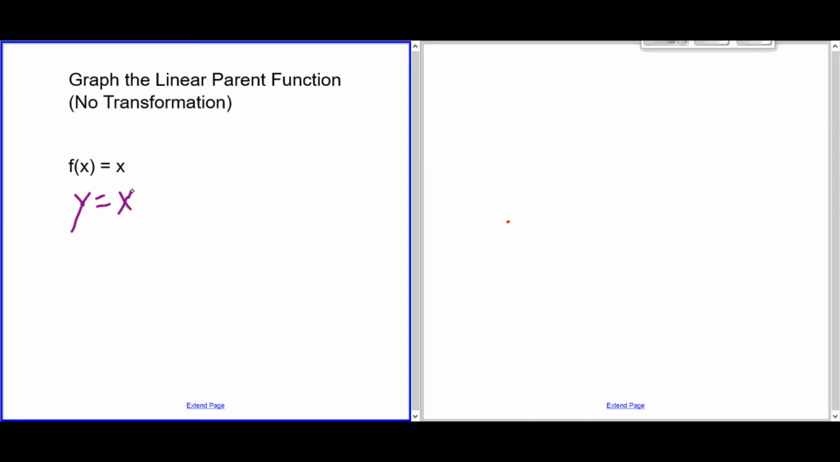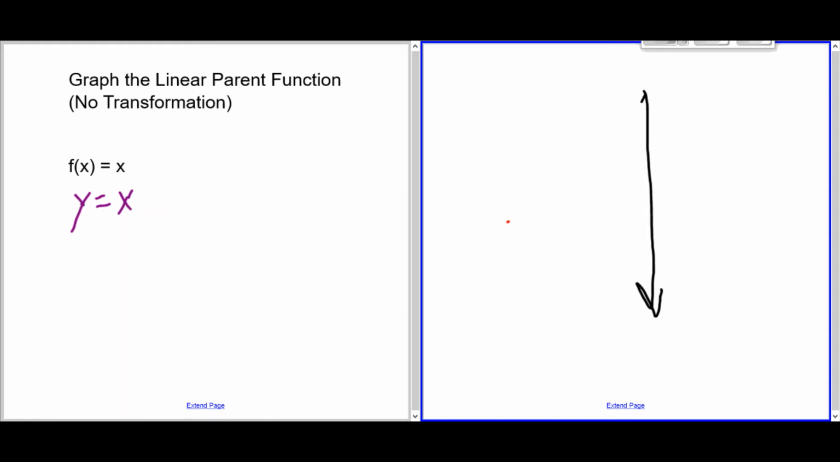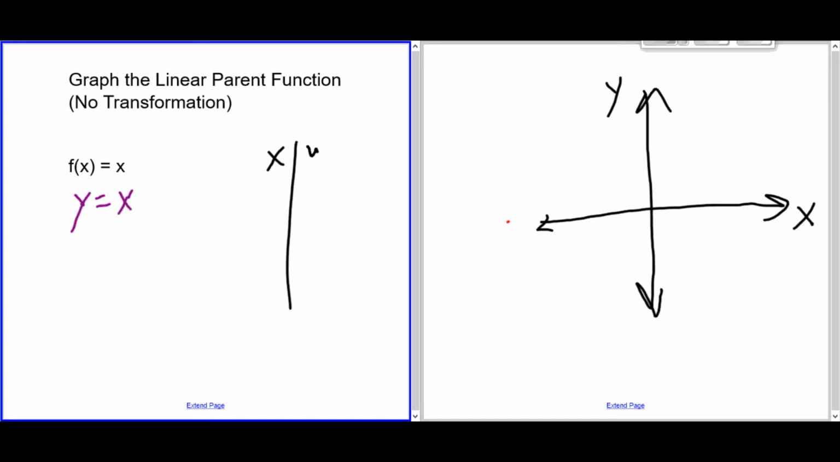And then I'm going to go ahead and graph this so that we know what this function looks like. So here's my coordinate plane. I'm going to make an x and a y. And then I'm going to plot a few points. I'm going to show my table here for you. So -1, 0, and 1. If x is -1, then y equals -1. If x equals 0, then y equals 0. And if x equals 1, then y equals 1.